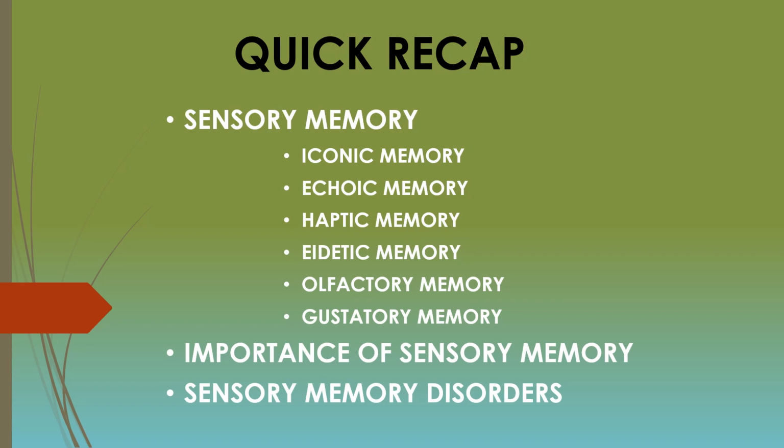Now let's have a quick recap on what we have learned. We have learned what is sensory memory and the subtypes of sensory memory: iconic memory, echoic memory, haptic memory, olfactory memory, and gustatory memory. And we have learned the photographic memory known as the eidetic memory. Then the importance of sensory memory and the sensory memory disorders. So sensory memory is an essential component of our memory system and it provides temporary storage for sensory information. Sensory memory plays a key role in our ability to learn and remember. And it serves as a raw material for more complex memories.